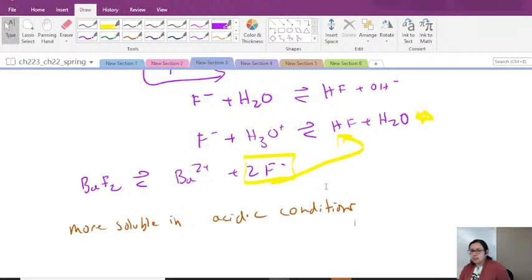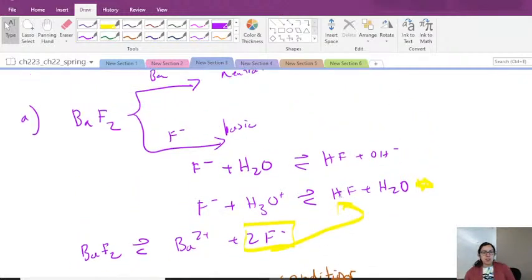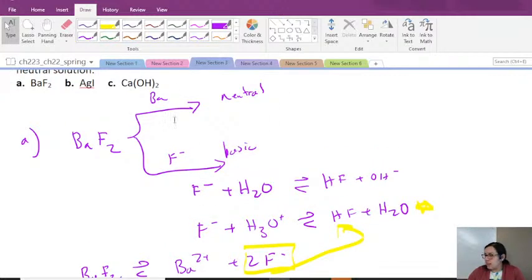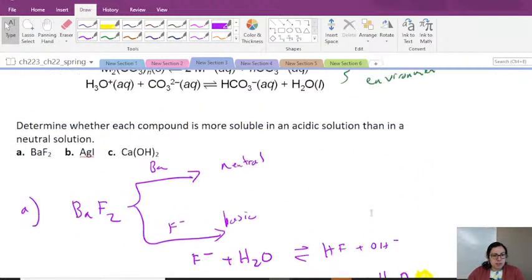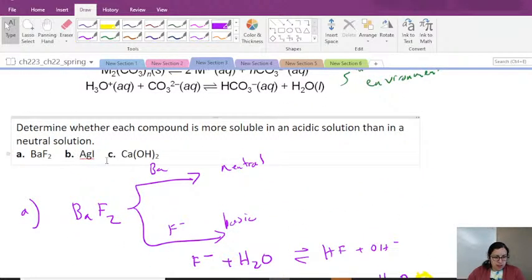So does that make sense, how to analyze these questions as well? You're seeing, do my products react with acid and get consumed? So now take another minute or so for silver iodide and calcium hydroxide, and see if you think they're more soluble in acidic or neutral solution.